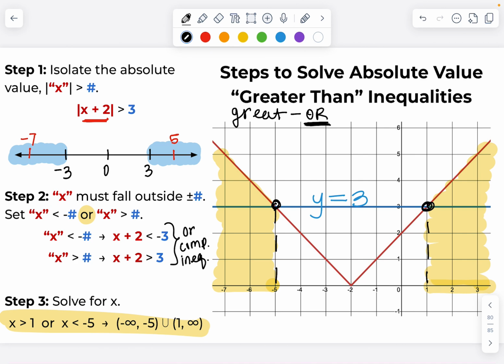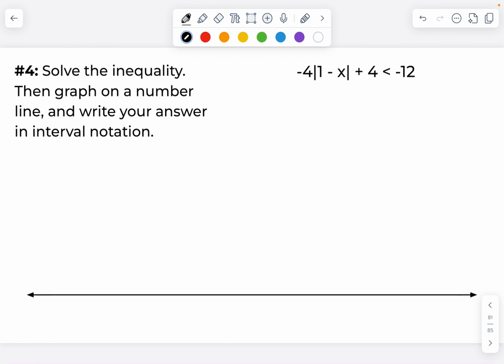Okay, so let's do some examples. So for this one, again, the process stays the same. We're going to isolate the absolute value. So I'm going to subtract 4 from both sides.